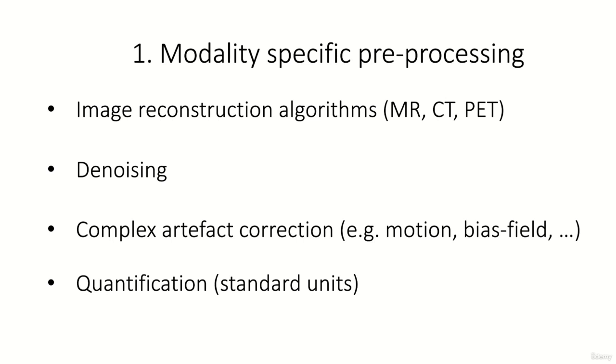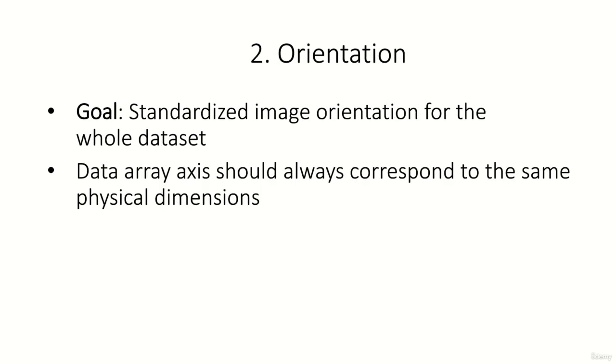After talking about modality-specific pre-processing techniques, let us talk about orientation. The goal of orientation-based pre-processing algorithms is to achieve a standardized image orientation for the whole dataset. As an example, if you miss to handle this step, you might obtain a data set where the first axis sometimes moves from top to bottom and sometimes moves from left to right. Such a data set will absolutely decrease your training performance and might drastically worsen your results.